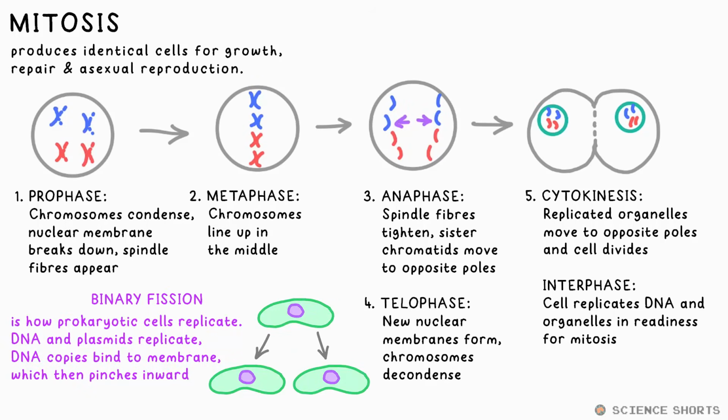The DNA in the cytoplasm replicates, and both copies bind to the cell membrane, and plasmids are also replicated. The cell membrane grows and pinches inward between the two sets of DNA, dividing the cytoplasm and cell wall.